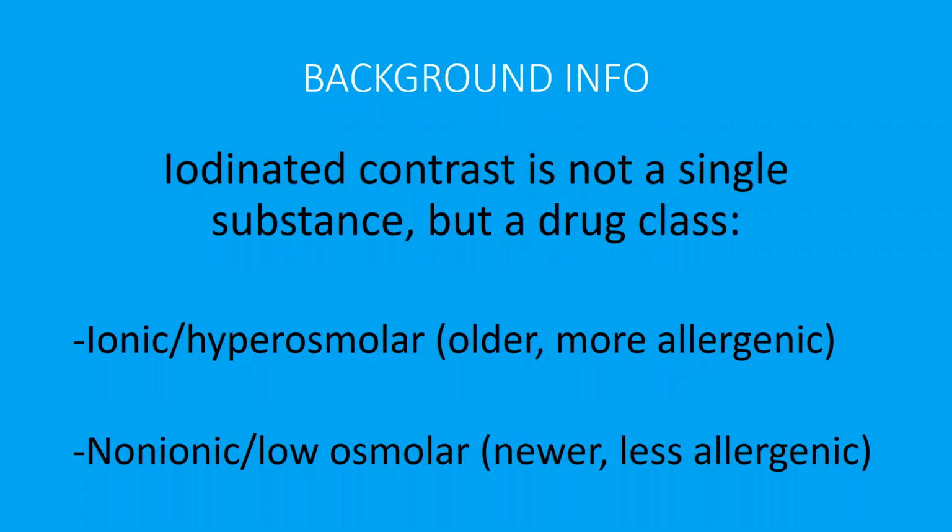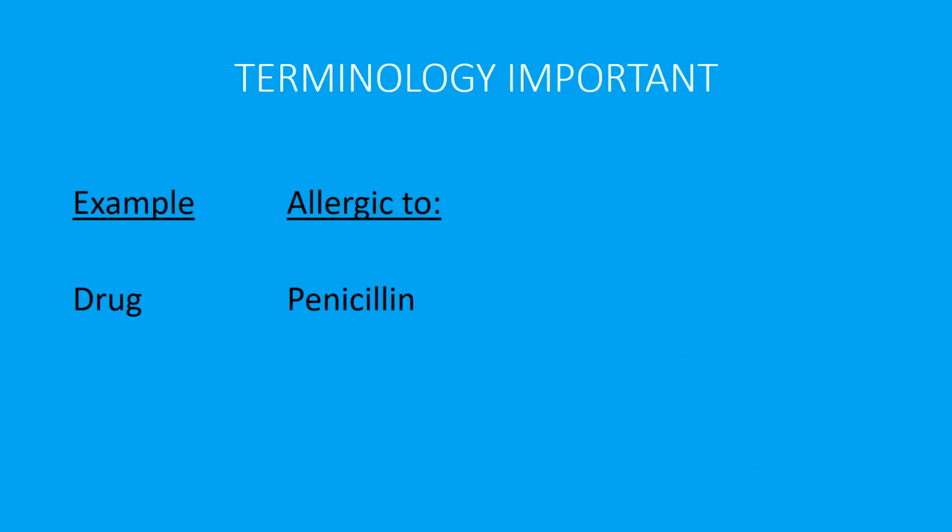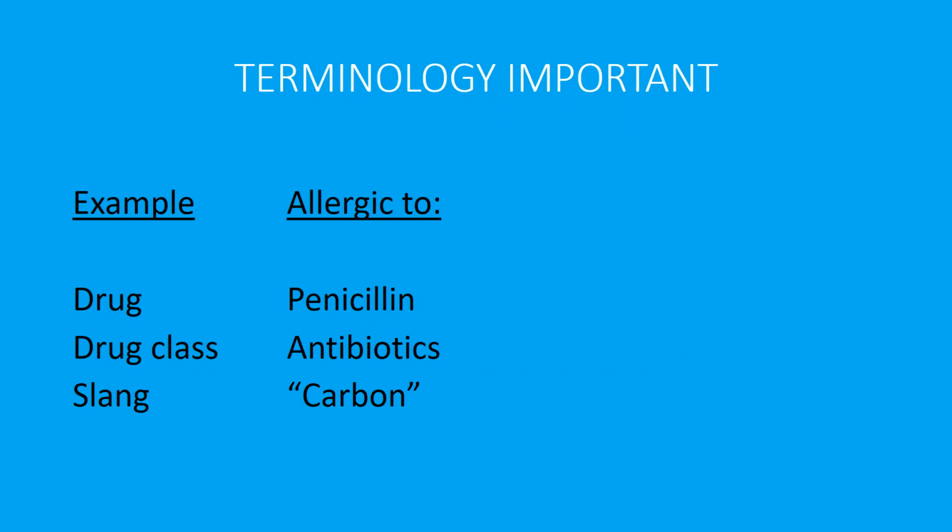and misperception. Iodinated contrast is not a single substance, of course, but a drug class, including the older ionic hyperosmolar agents, which tended to be a little more allergenic and more symptomatic on injection, and then the newer non-ionic lower osmolar agents, which are better tolerated. As an example, if someone were allergic to penicillin as their actual allergy, it would never occur to us to say, well, they're allergic to antibiotics. And why don't we just say they're allergic to carbon informally, because carbon's a component of penicillin, even though that's not really what they're allergic to.